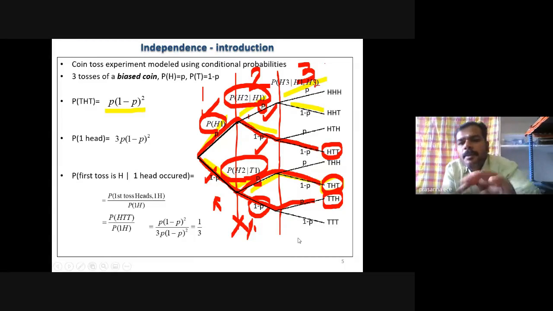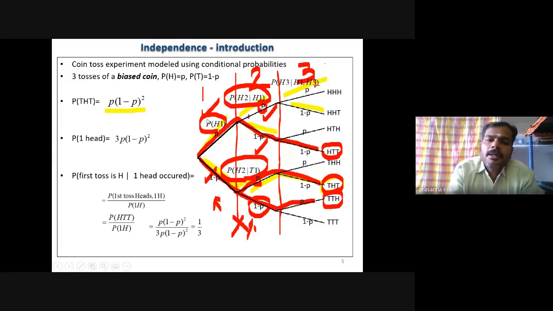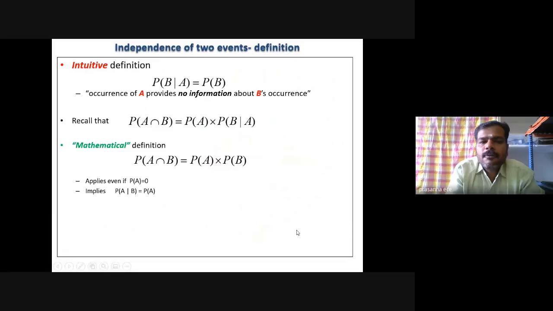In this experiment, the occurrence of head or tail in the second trial does not depend on the occurrence of head or tail in the first trial. That is why we call them independent. Now we'll go to a formal definition of independence.